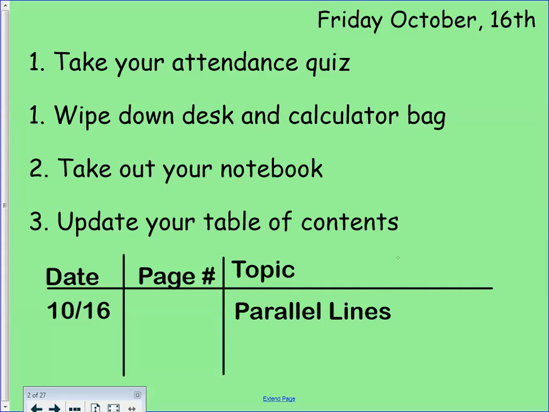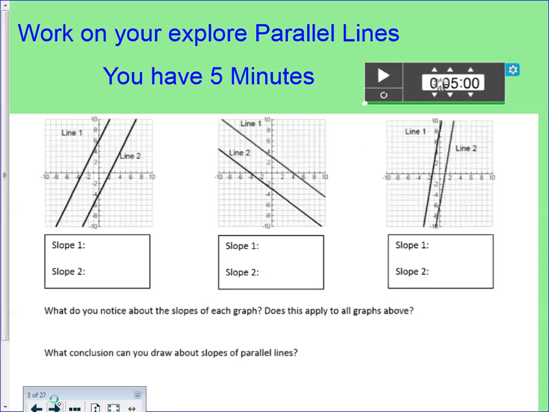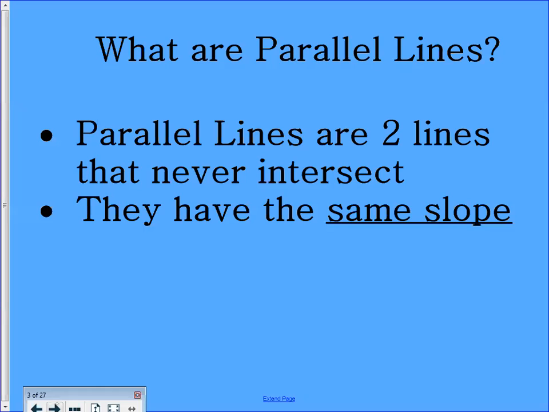Today is the 16th, and we're talking parallel lines today. First off, you need to write down the definition of what parallel lines are. They are two lines that never intersect. Now, the reason why they don't intersect is because they have the same slope.